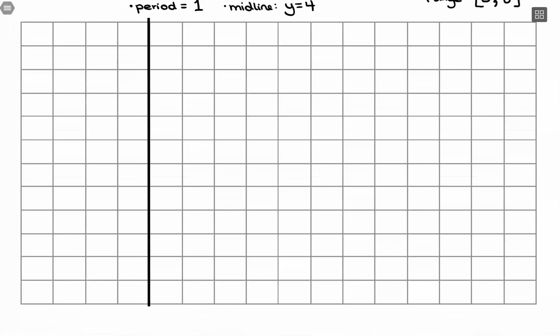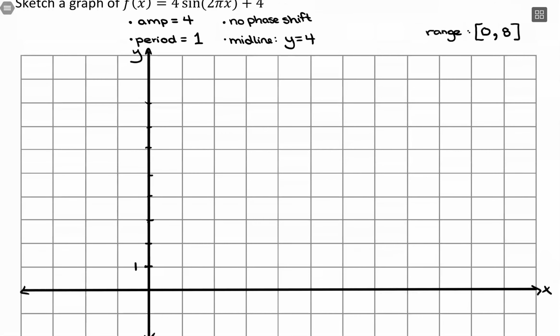So maybe I'll put the x-axis here. 1, 2, 3, 4, 6, 7, 8. Perfect. I'm going to use a distance of 1 there, 2, 3, 5, 6, 7, 8. Alright, so that sets up my y-axis. And if you wanted to, at this point, we could draw how that midline and amplitude are working together. So at 4, we're going to have the midline. Above, we'll have our maximum values. And below will be our minimum values.